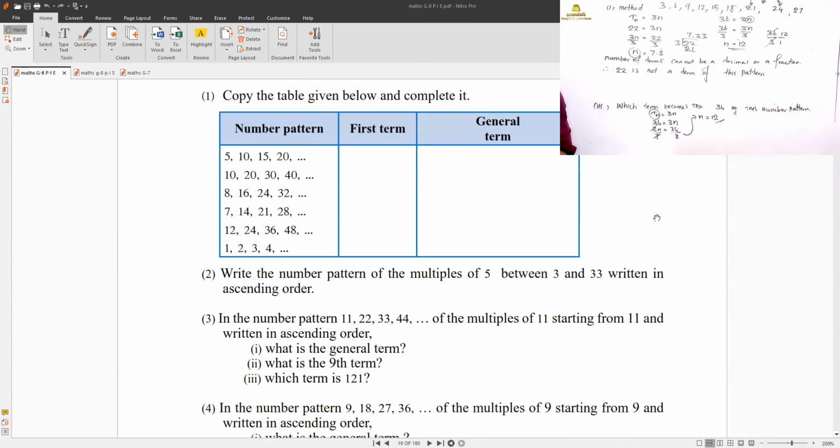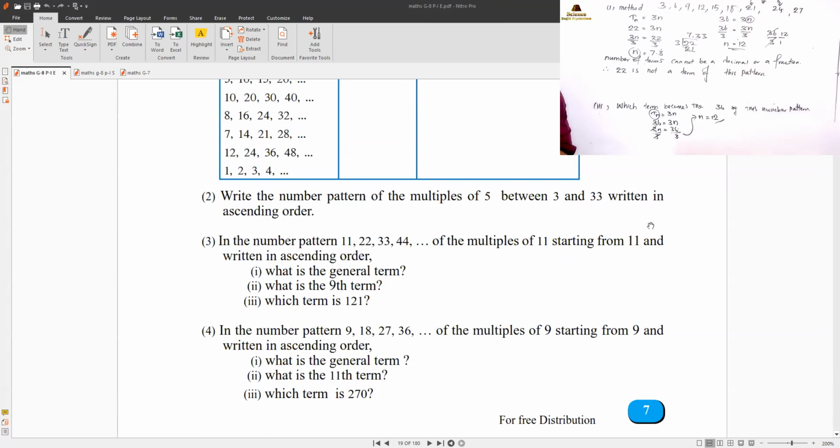Let's write the number pattern of the multiples of 5 between 3 and 33 written in ascending order. That's easy. Now the third one. Can you do this alone? Right, I'll give you 3 minutes only.